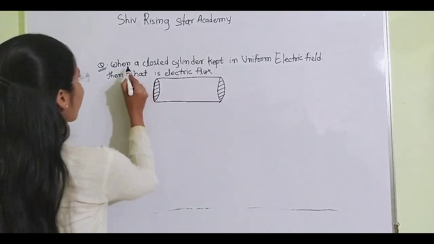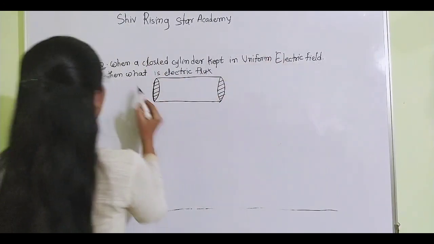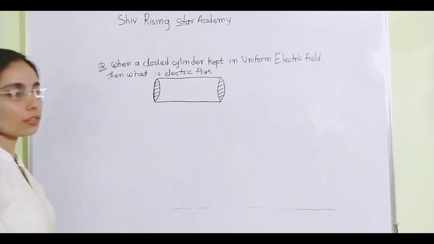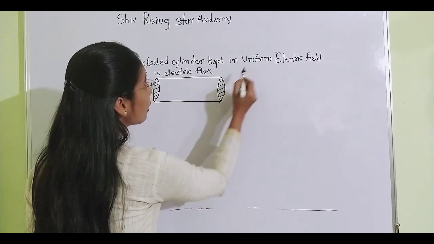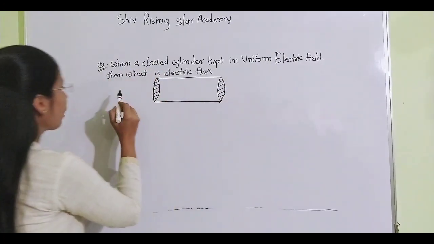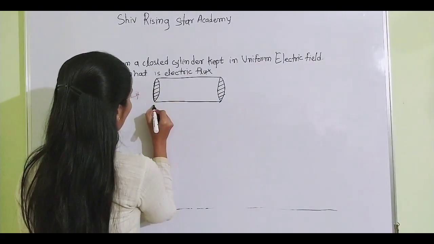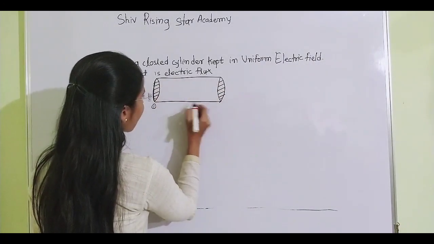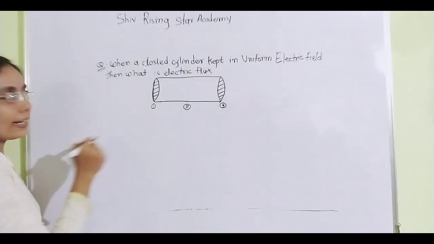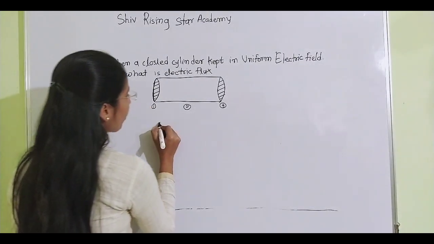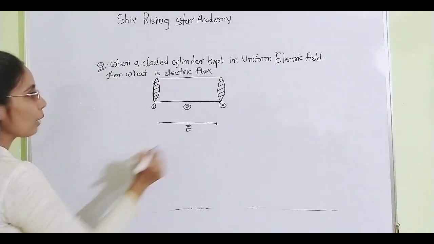Question is that when a closed cylinder is kept in a uniform electric field, then what is the electric flux? So this is the closed cylinder and we kept it in a uniform electric field. Then we have to calculate the electric flux. Suppose we consider this is the first surface, this surface is second, and this surface is third. The electric field is uniform, so this is the direction of electric field E bar.